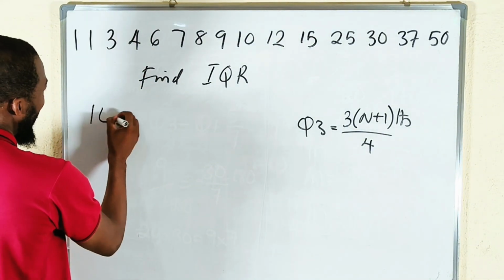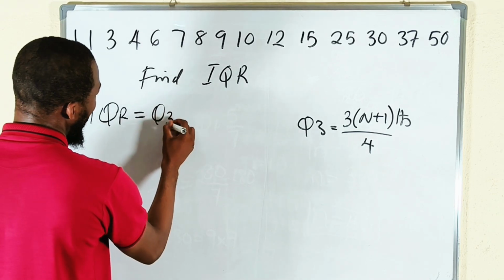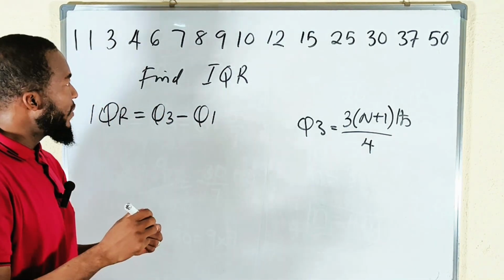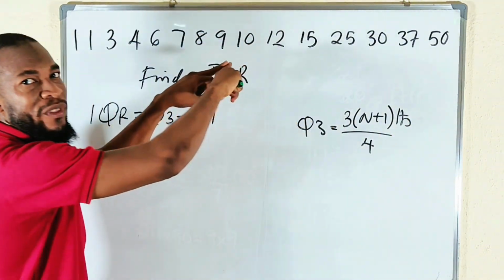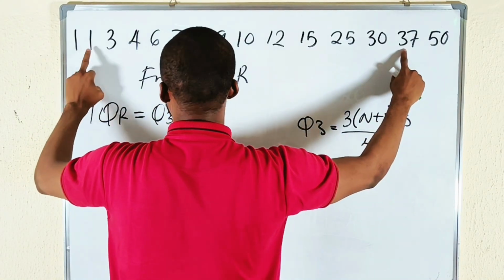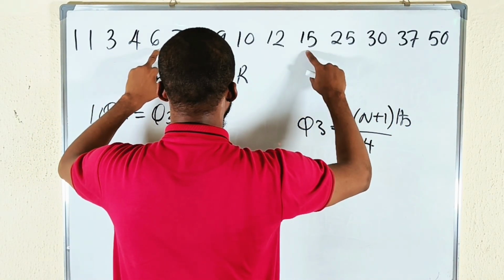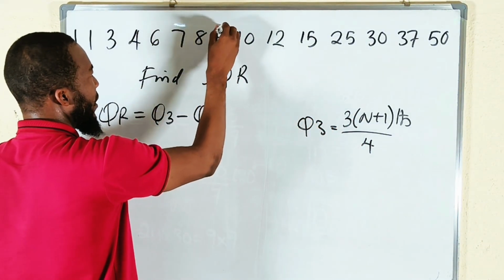Remember, the interquartile range is equal to Q3, that is third quartile, minus Q1, which is the first quartile. So let's see how we can find them. You have to come to the middle, that is the median. So let me say 1, 2, 3, 4, 5, 6, 7. So the median is 9.